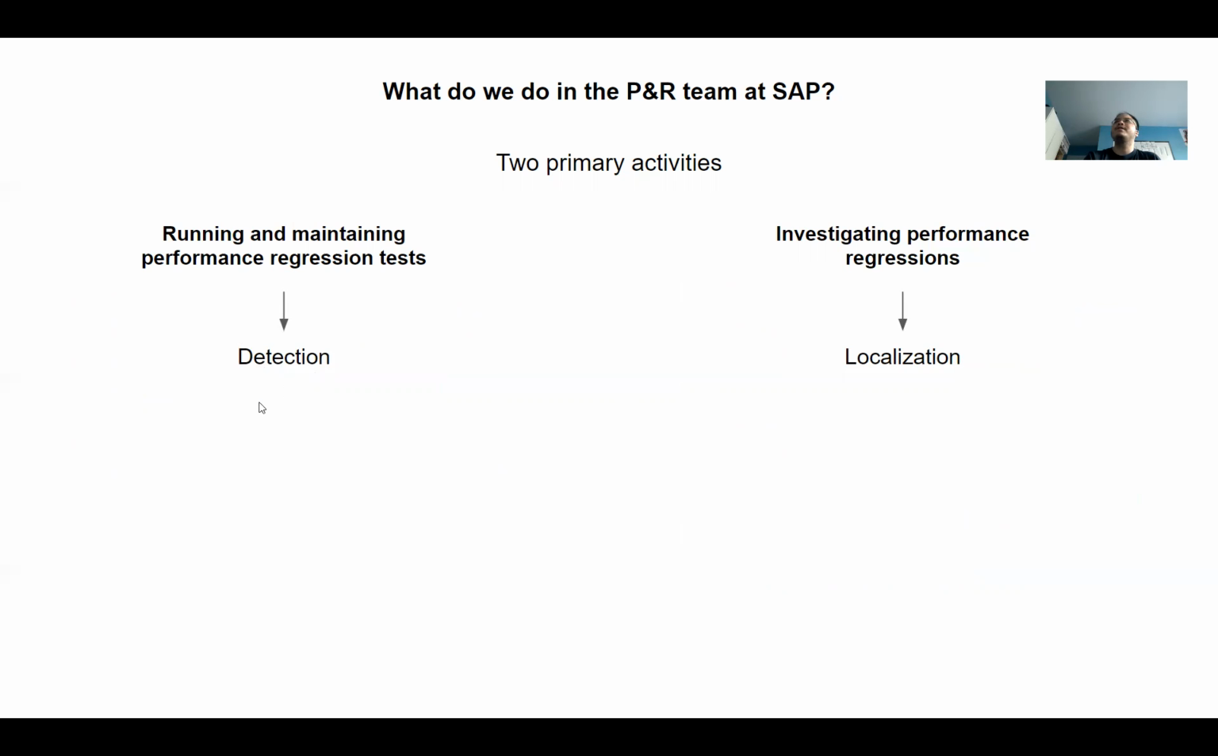All right. So if you notice the way that I described it, this running and maintaining performance regression tests part refers more to the detection side that we talked about before. And this performance regression investigation task pertains more to the localization side of things.